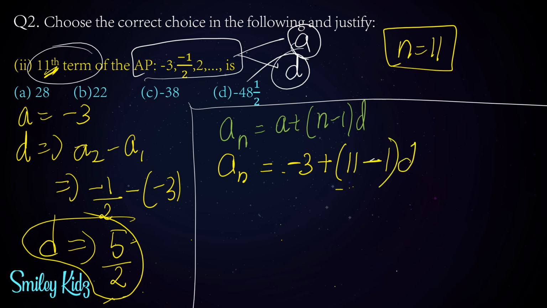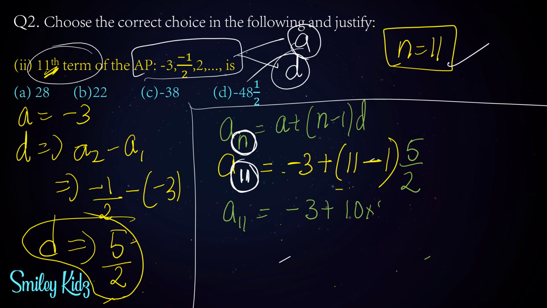into d. What is the value of d over here? The value of d is 5 upon 2. And we're going to find out the value of n, which is going to be 11, because we're going to find out the 11th term. So n is equal to 11. Alright, then a11 turns out to be minus 3 plus 10 into 5 upon 2. This turns out to be a11 is equal to minus 3 plus 25.